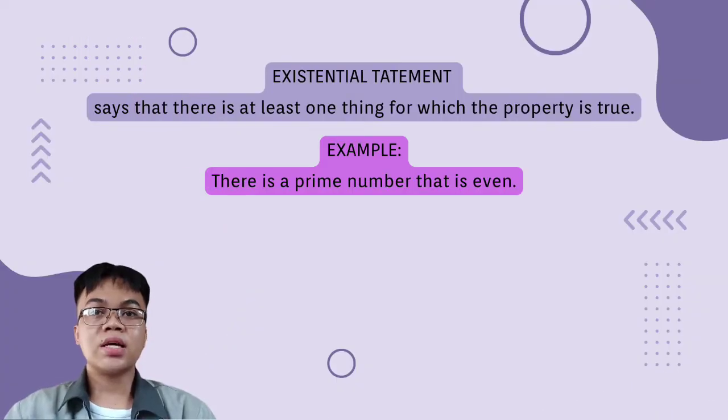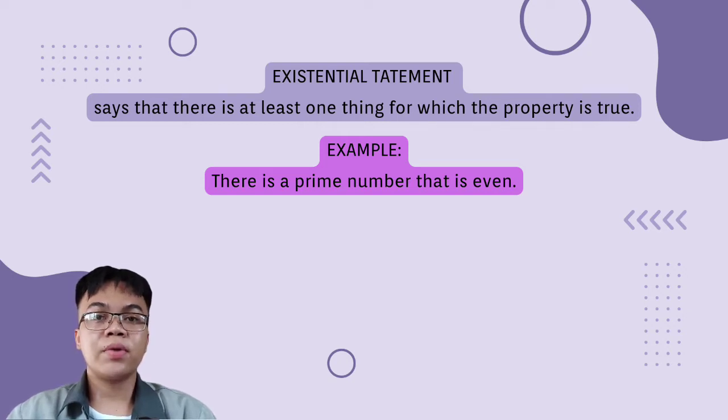Existential statement says that there is at least one thing for which the property is true. For example, there is a prime number that is even. So ano ba yung mga prime number? 2, 3, 5, 7, 11. Ano yung mga even number? 2, 4, 6, and 8.